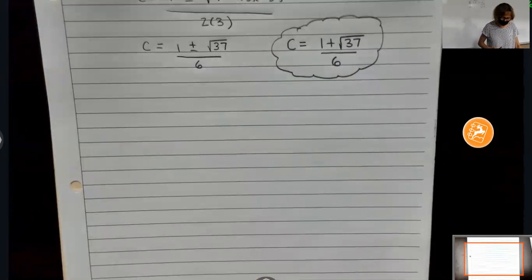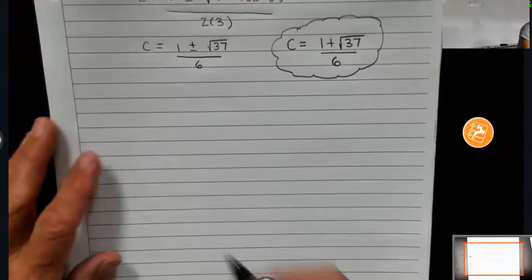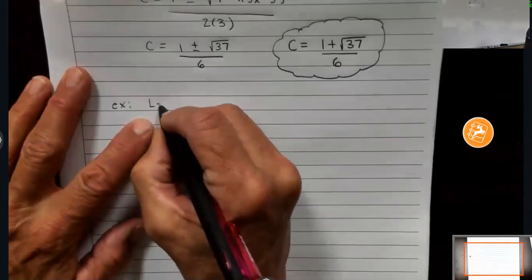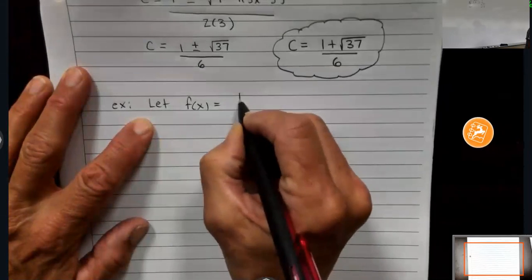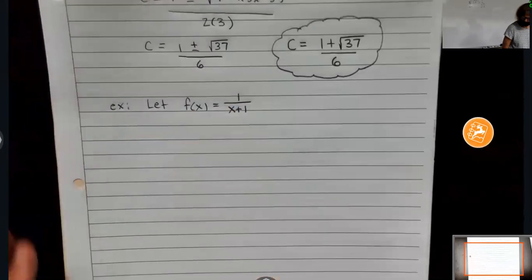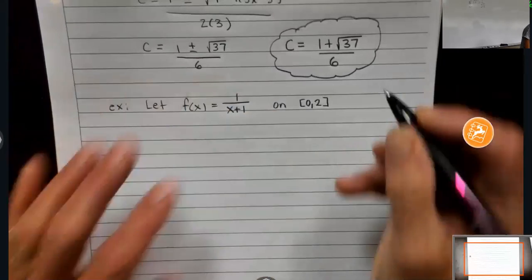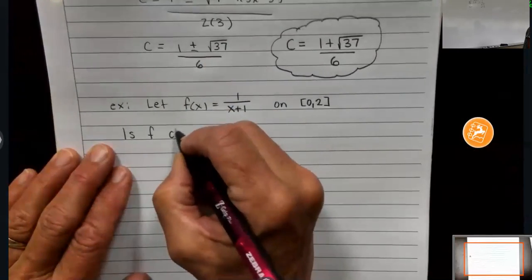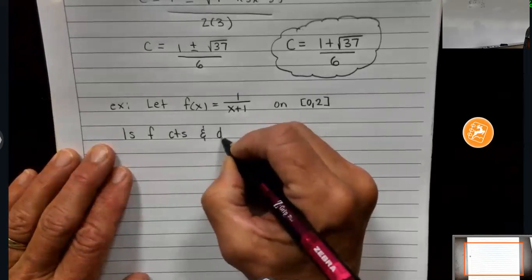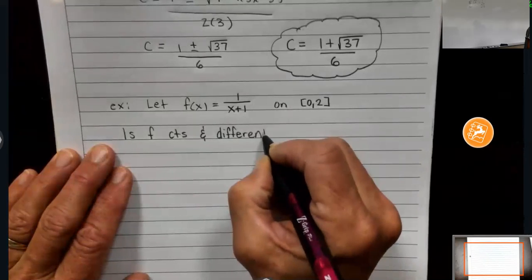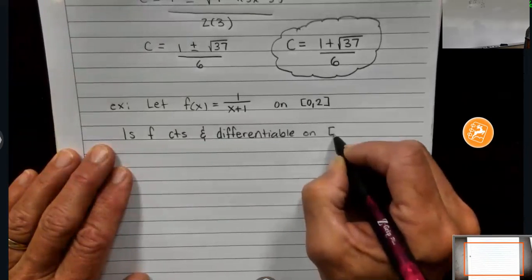One more of these, maybe. All right, let's try. Let f of x be 1 over x plus 1 on the interval from 0 to 2. So my question is, is f continuous and differentiable on the interval from 0 to 2?